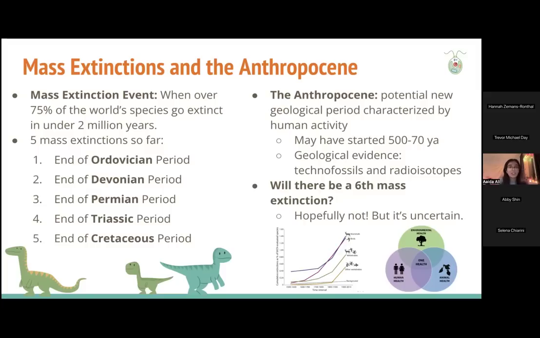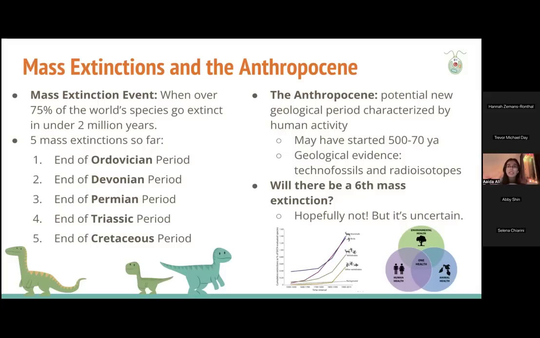If you want to just memorize them, you can. If you want a mnemonic, a good one is, oh, don't pretend to care, which is called the apathy mnemonic. But a big question that has been brought about recently is if there will be a 6th mass extinction. So this kind of leads into the Anthropocene.